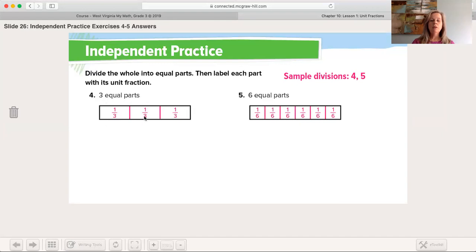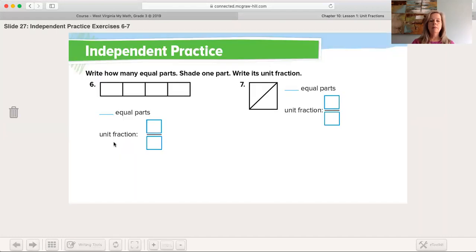3 equal parts, 1/3, 1/3, 1/3. 6 equal parts, you have 6 pieces, and your unit fraction is 1/6. Now, you try it on your own.